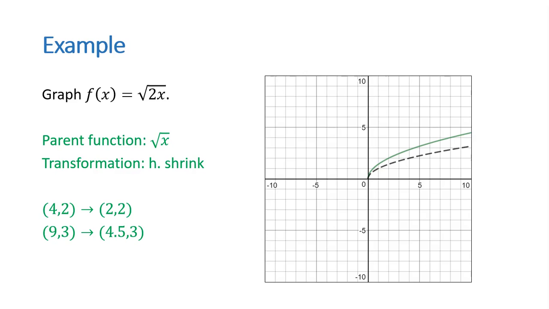So we've still got the parent graph on there, black dotted line. The green one is the one we want. So if we were to take the black graph and push it towards the y-axis, push it horizontally, compress it horizontally by a factor of 2, we end up with our green graph. So it is helpful in this situation to have the actual points to have a better sense of what our graph is actually going to look like.